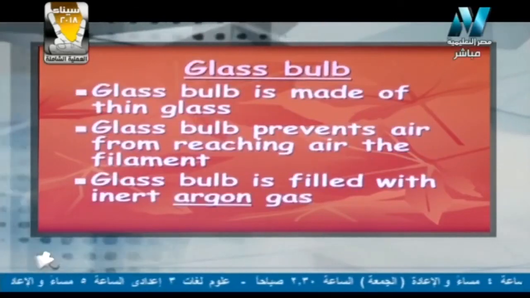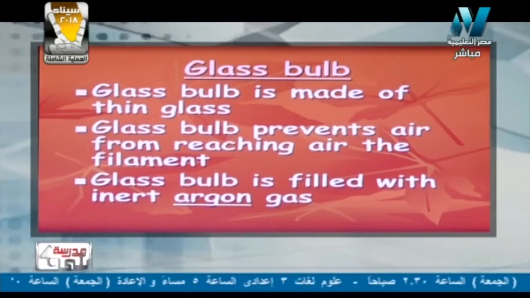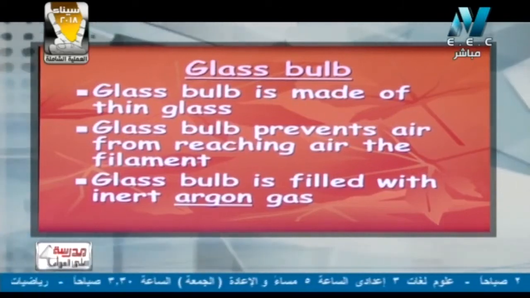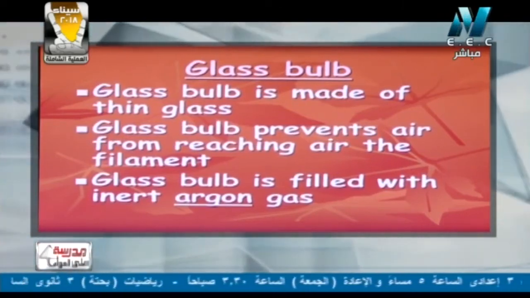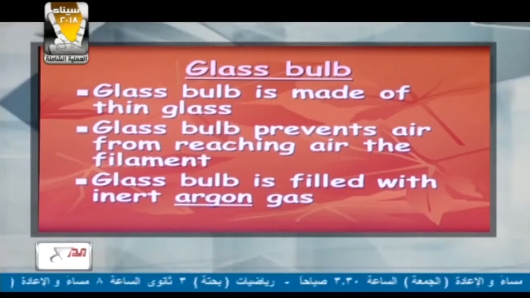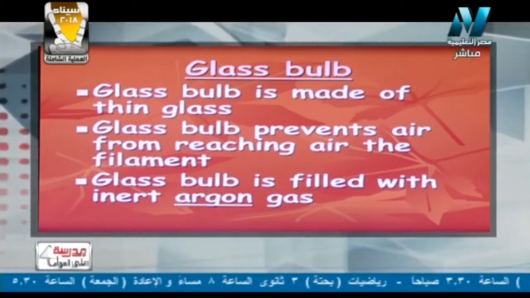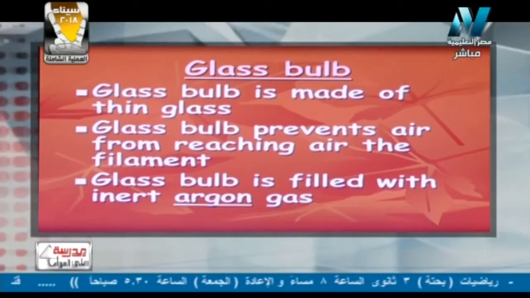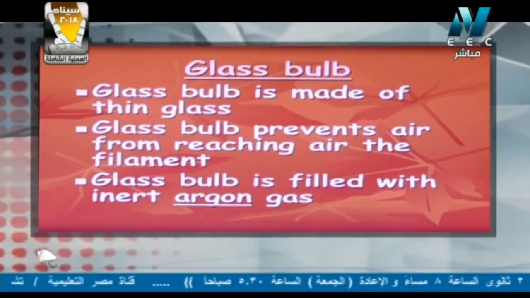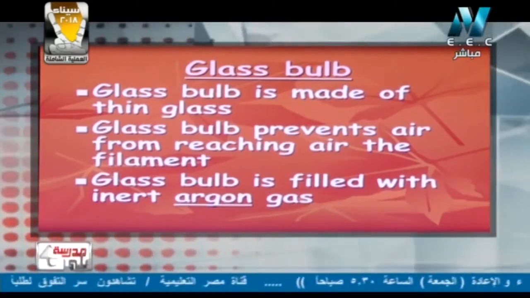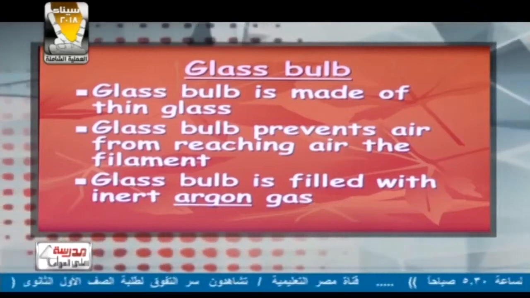Another point of the electric lamp, the glass bulb. The glass bulb is made of thin glass. Glass bulb prevents air from reaching the filament. The glass bulb has a very important function: it prevents air from entering to the filament. So it increases the lifetime of the filament.